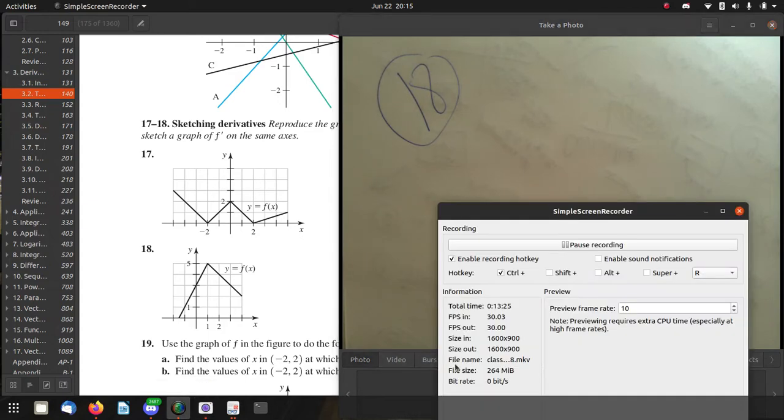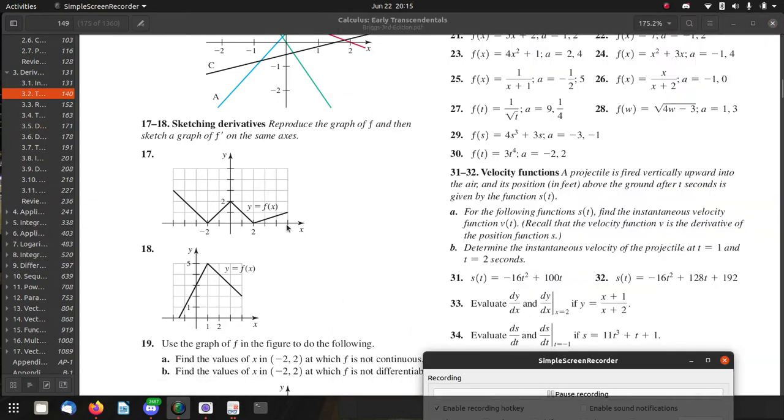Alright, let's go ahead and get started on 18. First thing that it's easy to forget to do is to read the instructions and to take a deep breath, calm down, and make sure to understand what we're being asked to do. So, sketching derivatives. Reproduce the graph of f and then sketch a graph of f prime on the same axes.